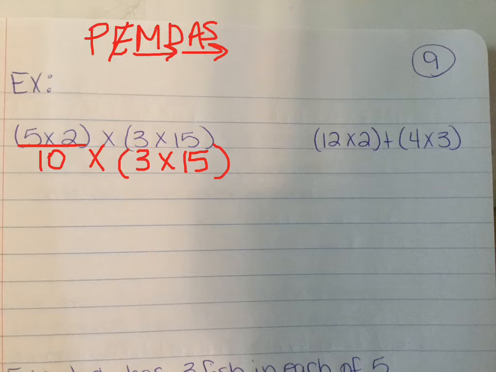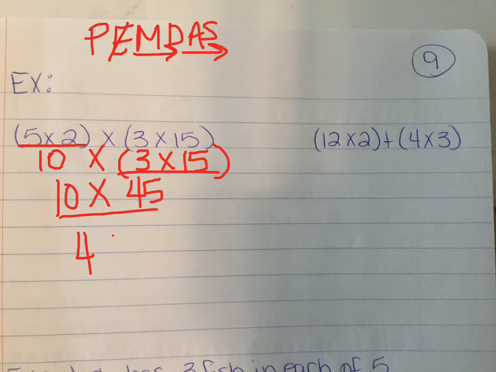So my new problem is 10 times, parentheses, 3 times 15. I still have a parenthesis, so I'm going to do that first. 3 times 15 is 45. Bring down the 10, bring down the times sign, everything in order. Now, I have no more parentheses. I have multiplication, that's all you have left. So now, all you have to do is solve 10 times 45, which is 450, because 45 times 1 is 45, and you add your 0.